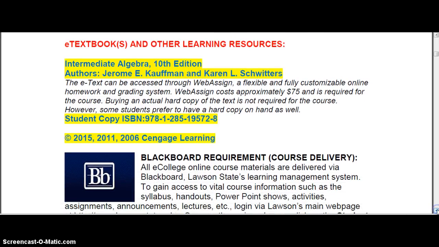Here's the information on your textbook. Intermediate Algebra, 10th edition. Authors are Jerome E. Kaufman and Karen L. Schwitters. You will also be using WebAssign. WebAssign is the homework management system in the course. If you would like a hard copy of the book, here is the ISBN number. However, a hard copy is not required.